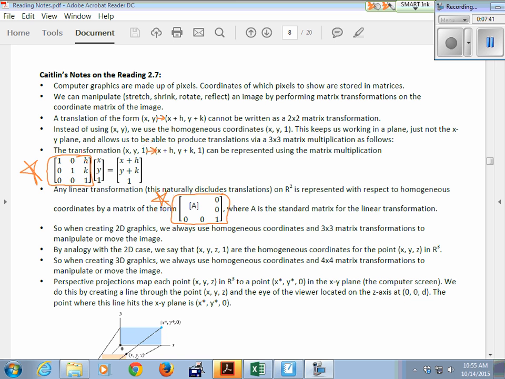So when you're creating 2D graphics, you use homogeneous coordinates. That means x, y, 1, right? And 3x3 matrix transformations to move the image. If you're dealing with points in R3, like to create 3D graphics, you use homogeneous coordinates x, y, z, 1, right? And a 4x4 matrix transformation to manipulate the image.